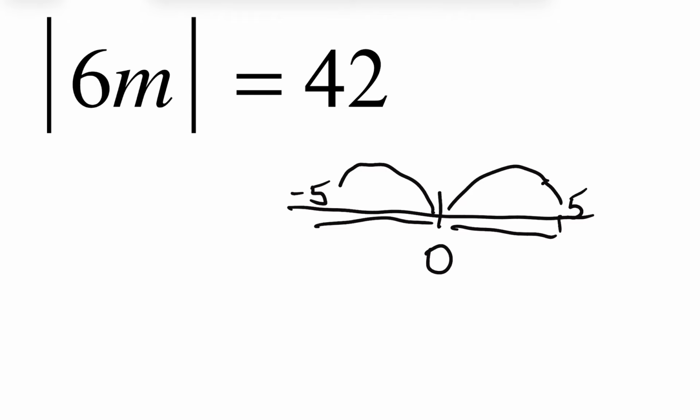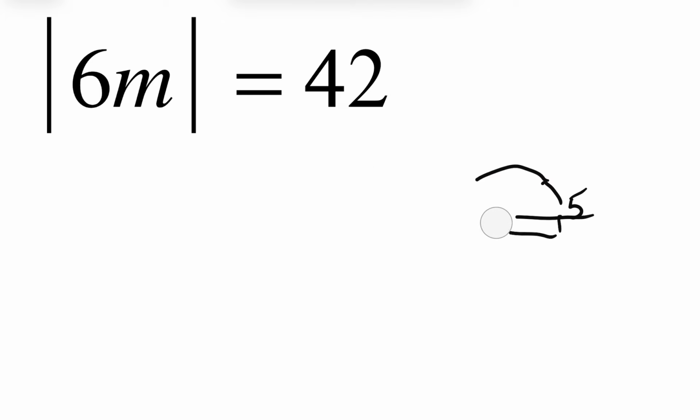So essentially, absolute value doesn't care about sign. It says whether you're positive or negative, we're going to call you positive. So what does that mean? We know that the absolute value of 6m equals 42. So whether 6m is a positive 42 or whether 6m is a negative 42, either one of them will equal an absolute value of 42. So we have to account for both.